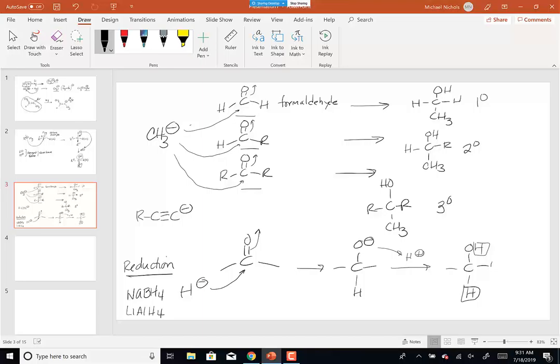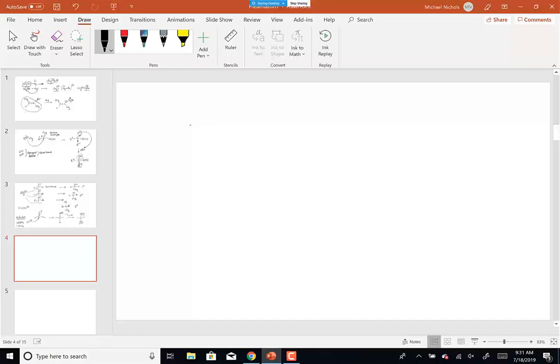We all okay with that? So let's make it a little more difficult here. Let's take our Grignard and add to it a carboxylic acid, the trick question. I mean, there really aren't trick questions, but this could be considered a trick question.